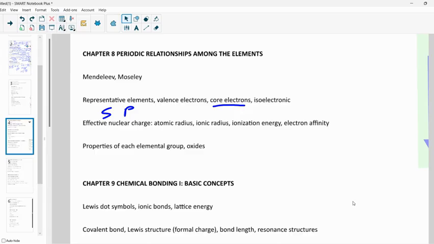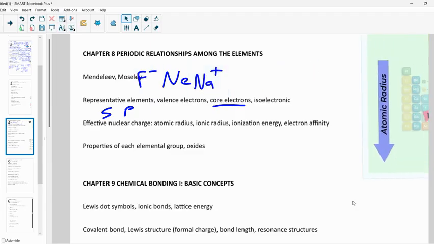What does isoelectronic mean? Same electron configuration, same number of electrons. So something like neon is isoelectronic with the fluoride ion and with the sodium ion. They all have 10 electrons. They're not the same because they have a different number of protons, but they end up being isoelectronic, meaning having the same number of electrons. All right.